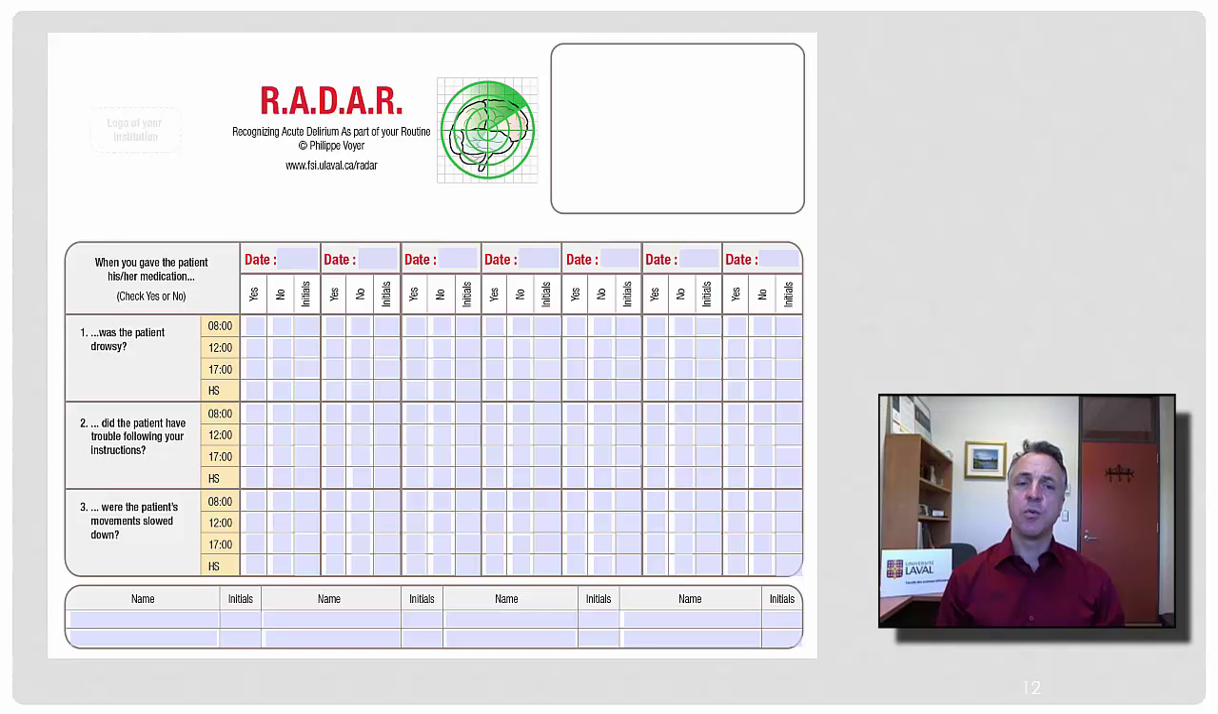So we ask the question, when you gave the patient his or her medication, was the patient drowsy? Did the patient have trouble following instructions? And were the patient's movements slowed down? You just have to check yes or no, and you complete it after you have given the medication. So you do it in the morning, at lunch, dinner, and before the patient goes to bed.